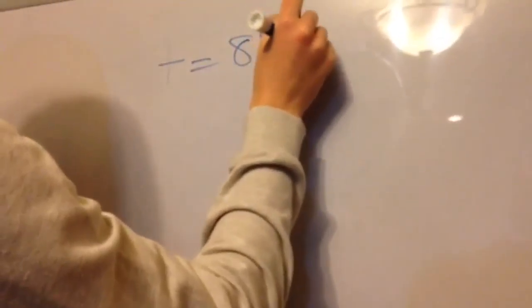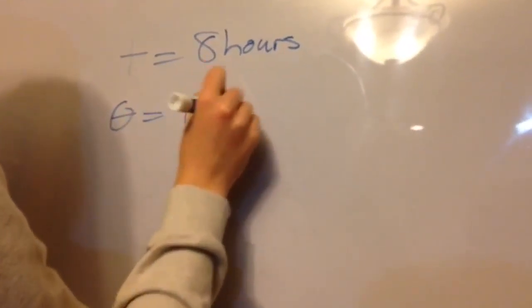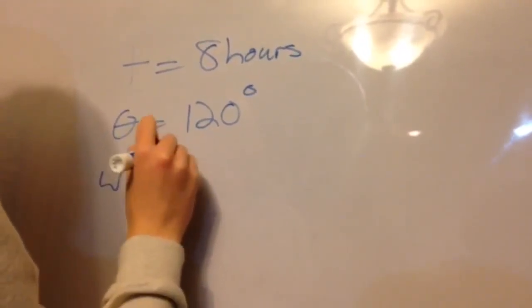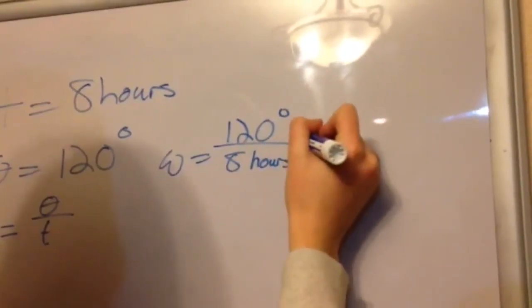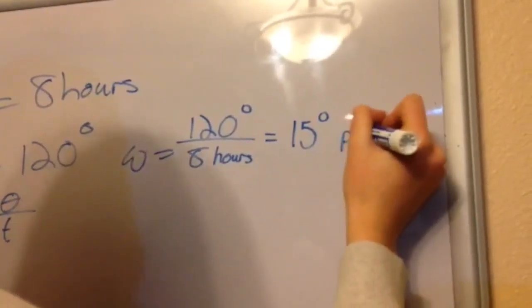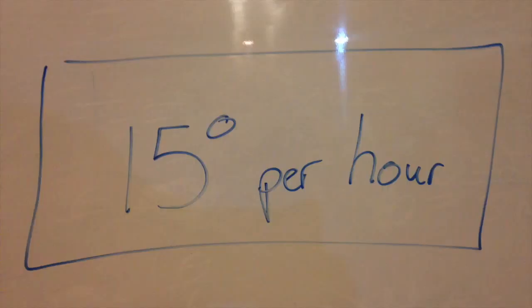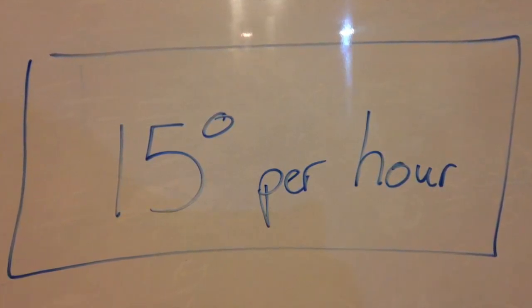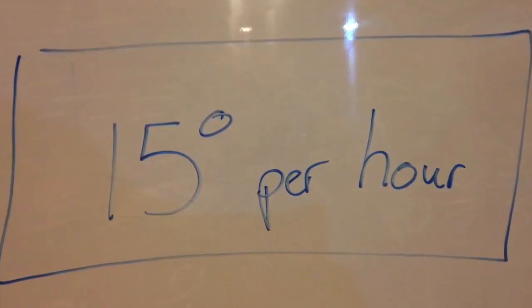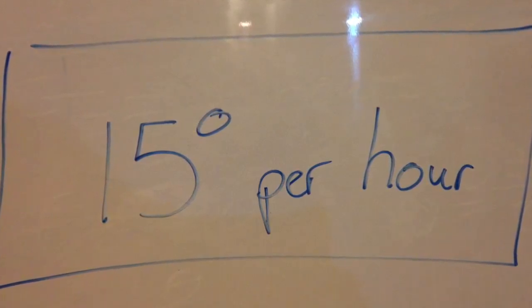Our time is 8 hours, and our angular displacement is 120 degrees, so angular velocity is 120 degrees over 8 hours, which is equal to 15 degrees per hour. We'll leave it as degrees per hour since the most common unit of angular velocity, revolutions per minute, isn't exactly applicable nor convenient to use when discussing aerospace movement.